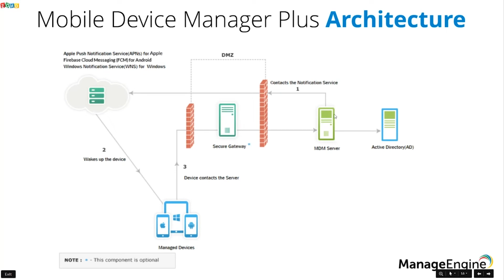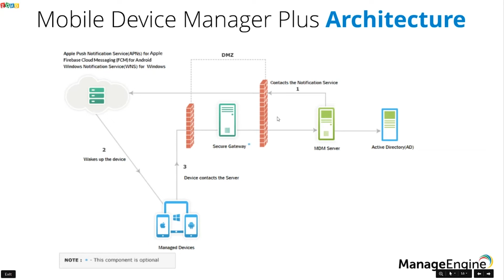Okay, so you initiate an app deployment that will be received by the notification service, which in turn will wake up the device, contact the server, and install the app, or if it is location tracking, it's going to fetch the coordinates. Any command you initiate, the device is going to perform that and send back the status here. Okay, that is how the communication flow will be.